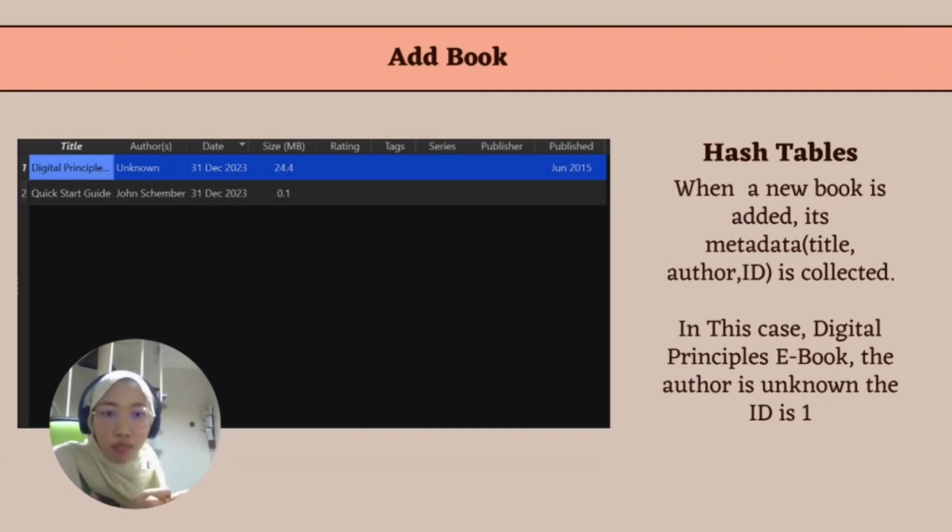Interestingly, it uses a hash table when a new book is added. Its metadata, like the title, the author, and even the ID itself, is collected. You can see here the author is unknown because I uploaded it on my own. It also records the dates, the size, and when it was published. In this case, the Digital Principles ebook's author is unknown, as I already told you, and the ID is 1.